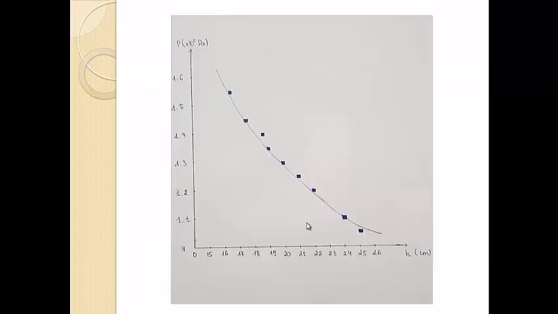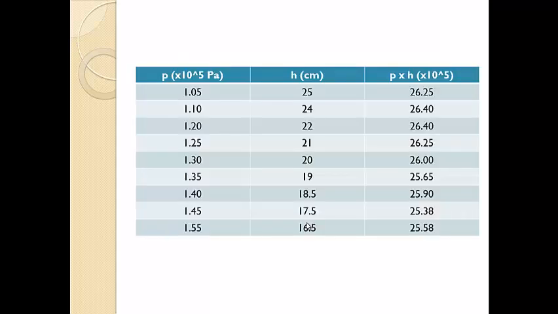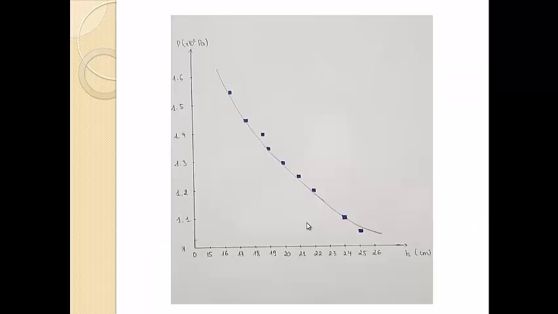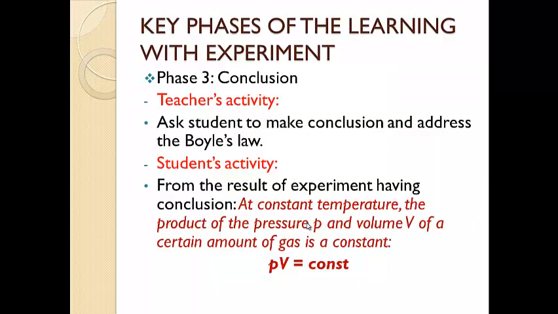So we can see that the pressure P and the volume V are inversely proportional, and the product of P and V is approximately equal to a constant. So after doing the experiment, we move to phase 3, conclusion.